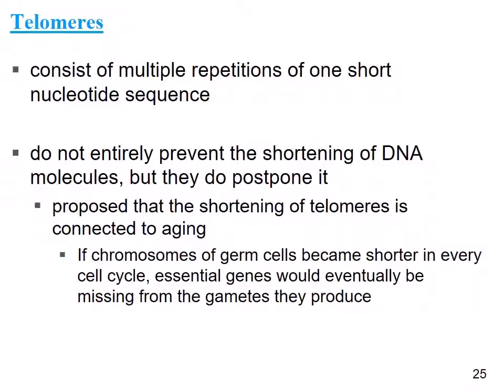And it's been proposed that the shortening of the telomere is connected to aging, because if the chromosomes of a germ cell, a cell that produces sperm or egg, become shorter in every cell cycle, essential genes could eventually be missing from the gametes they produce. And if these essential genes go missing with aging, that can be a problem as well.